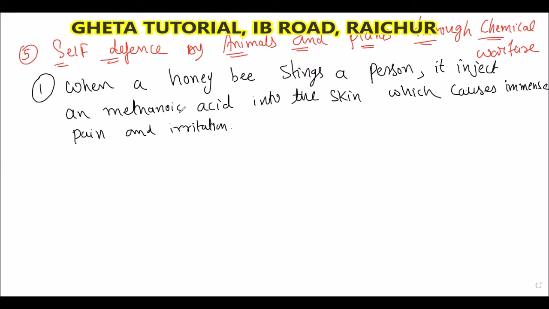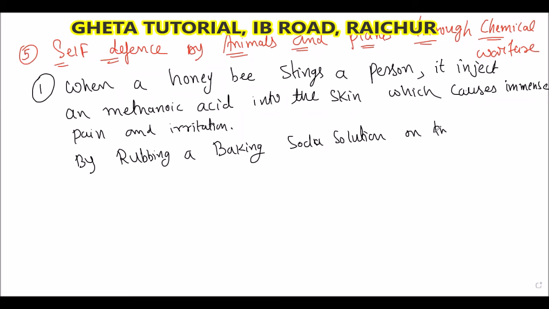Then what do we have to do? By rubbing a baking soda solution on the stung area of the skin, wherever it has stung, you have to apply the baking soda solution. So it gives relief.